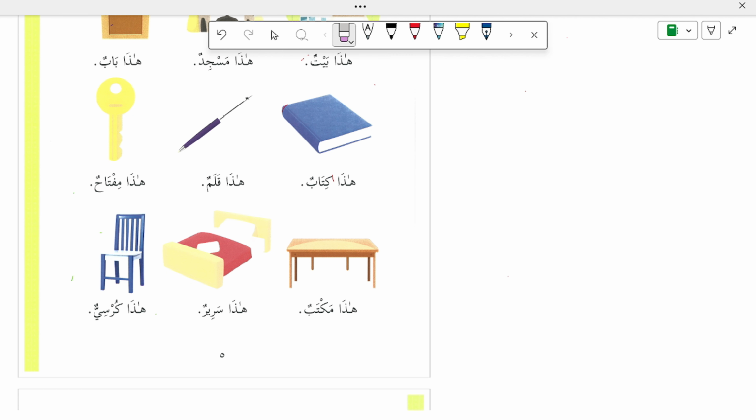In all the sentences, haza, this. What is the information of this? This is the house. This is the door. The information is khabar.